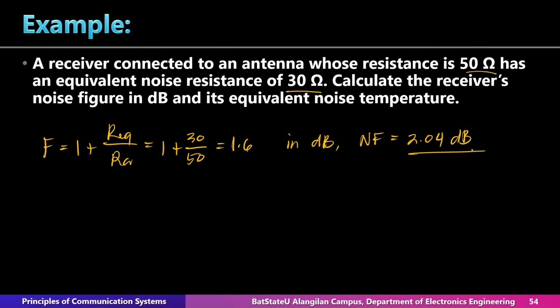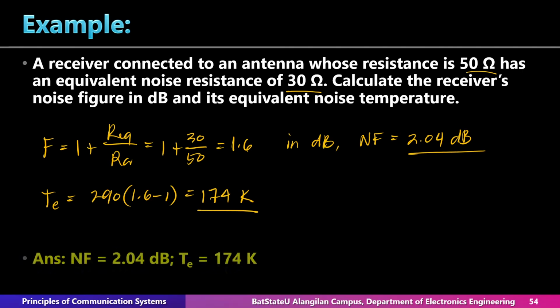2.04 dB. Okay. Now, anong equivalent noise temperature? O edi yung TE, makukuha natin. TO, wala namang nabanggit na temperature, di ba? Kaya, ang gagamitin natin ay 290 times F, 1.6 minus 1. So, we have 174 kelvins. So, yan ang ating equivalent noise temperature. Okay. Tama kaya tayo? Yes. Ayan o. Yan yung sagot.